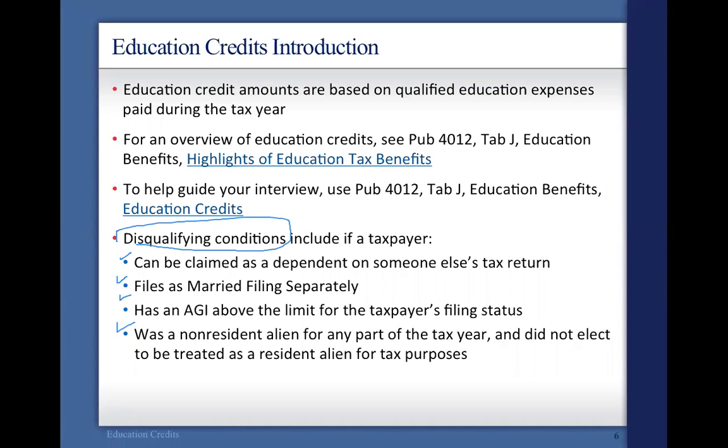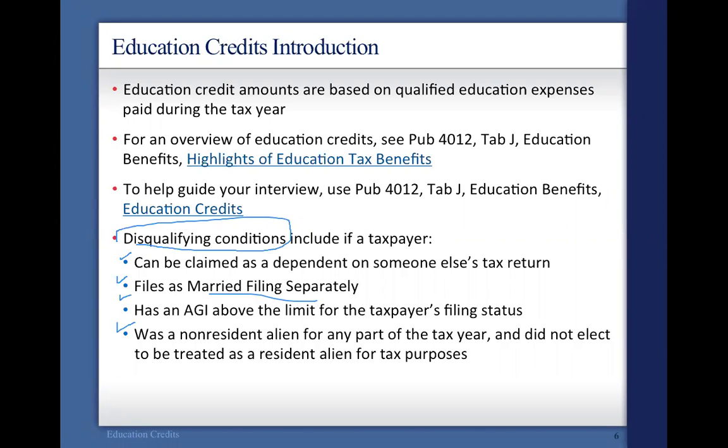Just means if your parents are claiming you as a dependent, which we learned about way back in January, what qualifies someone to be able to take a dependent. If you are being claimed as a dependent on someone else's return, your parents will take this credit, not you. If you file married filing separately, this is the only way of filing that you can't take this credit.